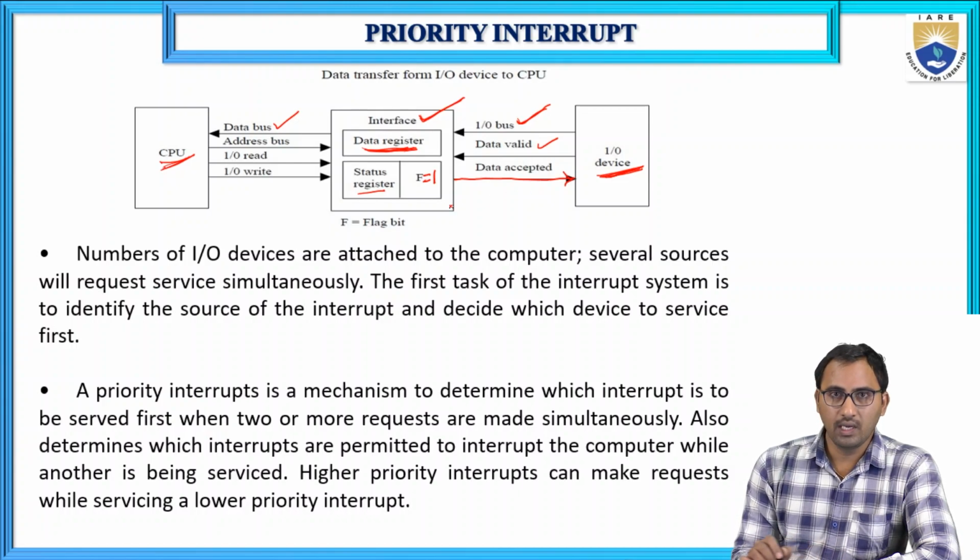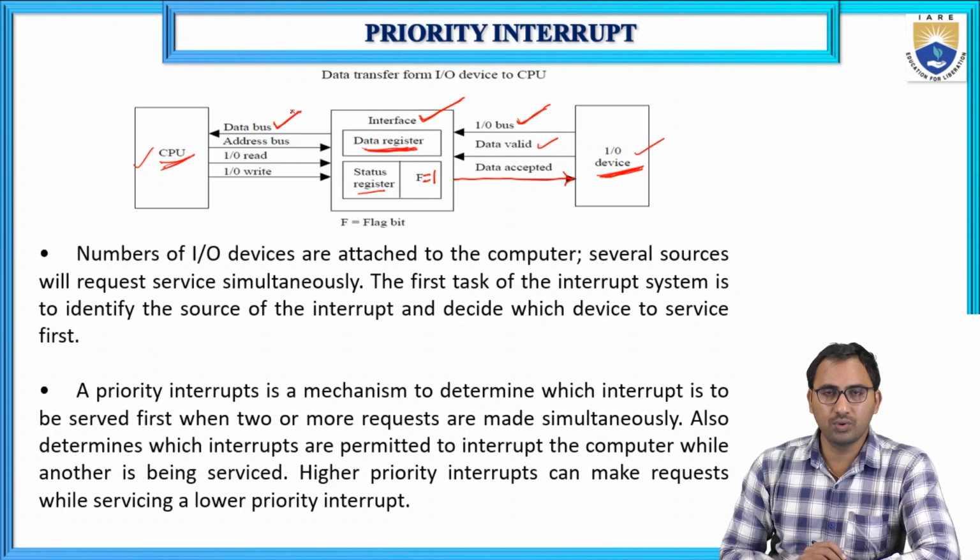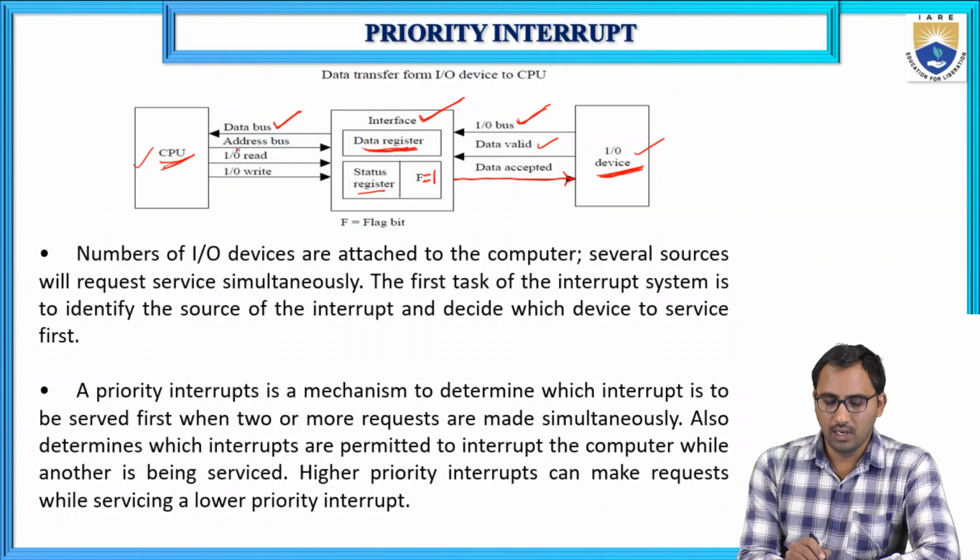Okay. So in this way, we can transfer the data from the I/O device to the CPU by executing some I/O instructions. Okay. And also here, see here. The data bus is used to read the data from the device. Okay. And also the data bus can be used to send the data to the device.